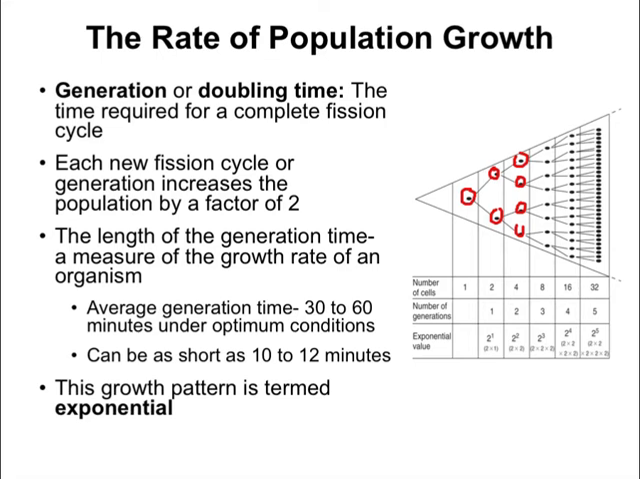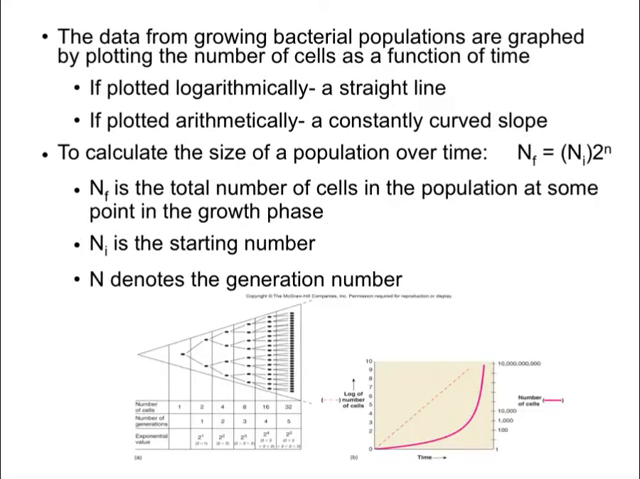The average generation time for bacteria is 30 to 60 minutes under optimum conditions, but can be as short as 10 to 12 minutes. When we see this pattern of doubling, it's considered exponential growth. Now, we graph the data from growing bacterial populations by plotting the number of cells as a function of time. As you can see in the graph down here, if we plot this number logarithmically, it ends up being a straight line, as you see across the center. However, if we plot it arithmetically, we have a constant curve shape. This is where we come up with the term growth curve.